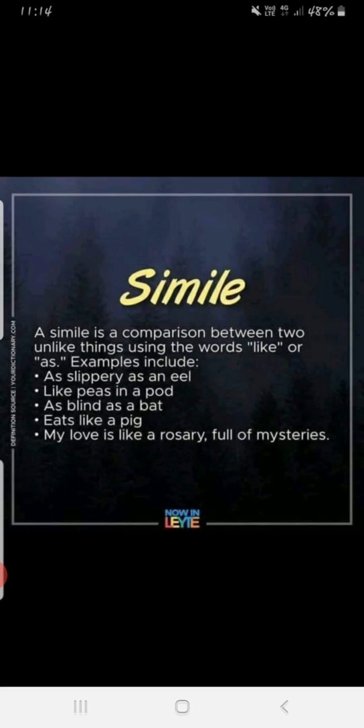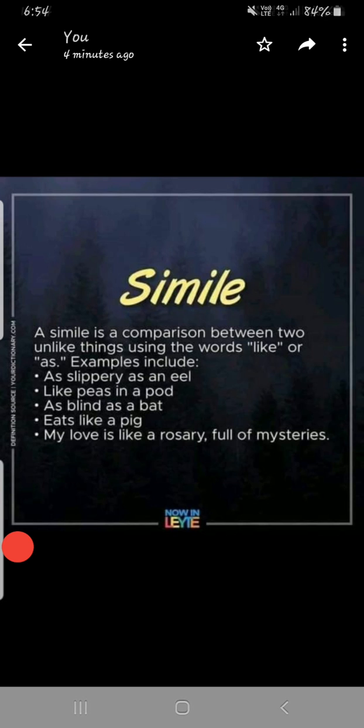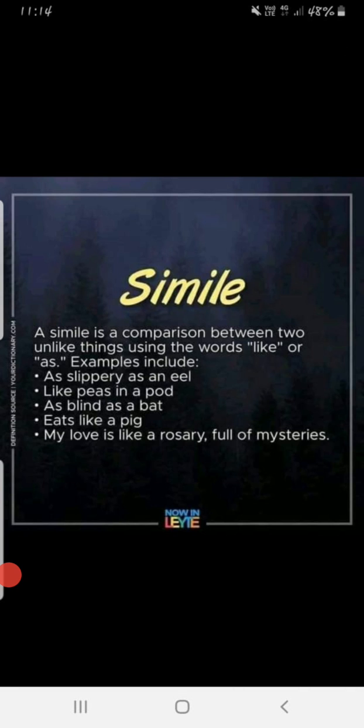In that, first one is simile. Simile is a comparison between two unlike things using the words like or as. Examples include as slippery as an eel. This is just one comparison between two different things. A simpler example than this is: this girl is as beautiful as a rose. Is that girl a rose? No. Girl and rose are two different things, but we have used like and as.